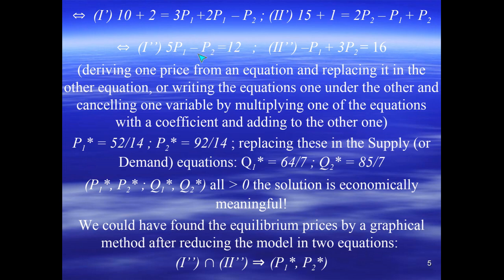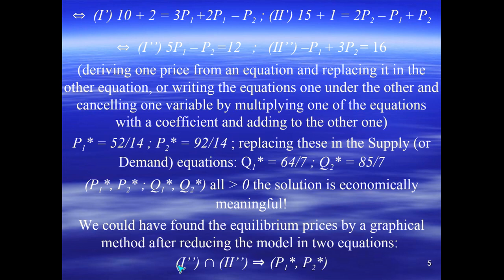And then we can solve these. We can either derive, for instance, P2 from here and replace in the second equation, or we can just put these equations one under the other, multiplying by the suitable coefficients and adding them, we can make one of these variables disappear, and we are left with the solution of the other one. So if you make these calculations and solve the model, you will obtain P1 star equals 52 over 14, and P2 star equals 92 over 14.